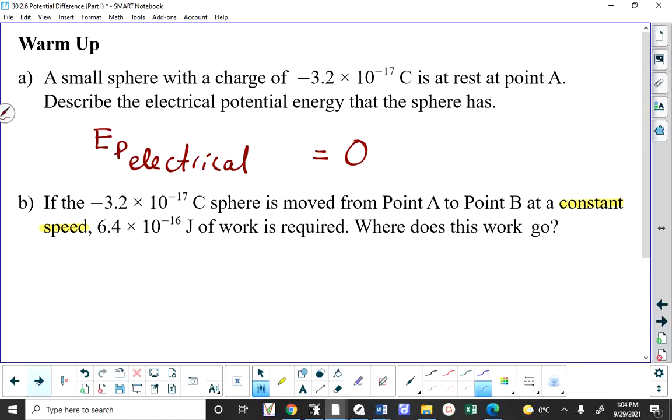Just like if I do a certain amount of work in lifting that book off the floor, when the book is at the top, where will that work that I've done be? Where will I have transferred energy to potential energy of that book? So the answer to this question is the work done is now electrical potential energy. So the sphere at A had no electrical potential energy, but when I get the sphere up to B, it will have potential energy.